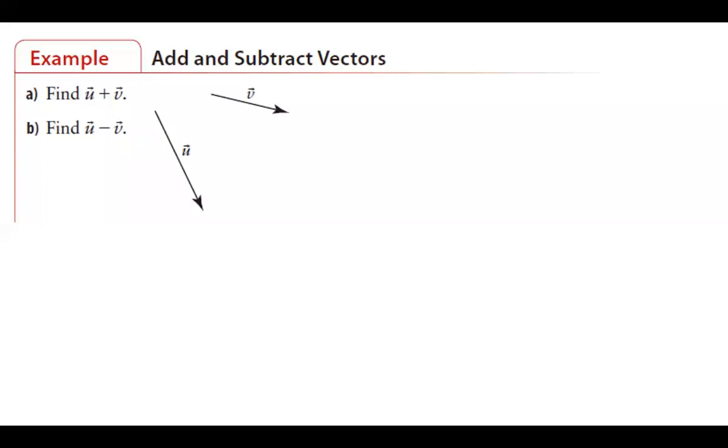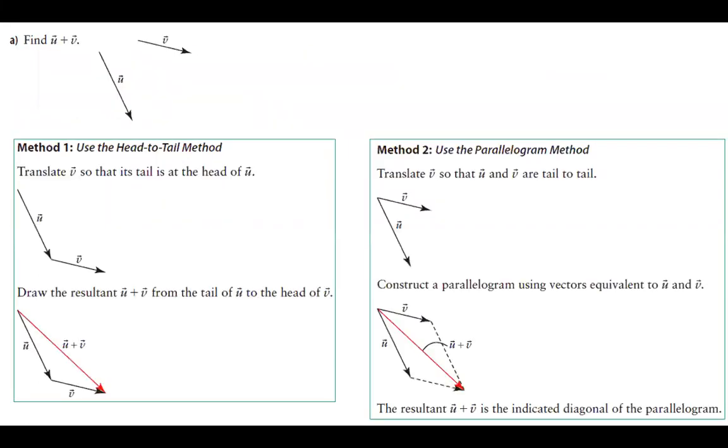Okay, have you finished? Let's have a look at the solution. Remember, there are two methods to apply the vector addition, right? Method one is called the head-to-tail method. So we can translate v so that its tail is at the head of vector u. Then draw the resultant u plus v from the tail of u to the head of v. Therefore, we can find resultant vector u plus v.